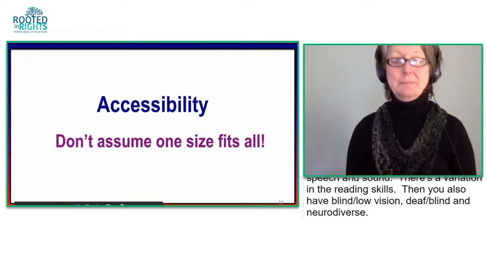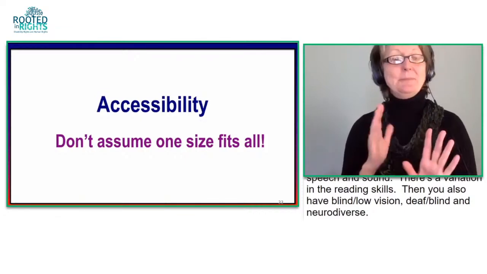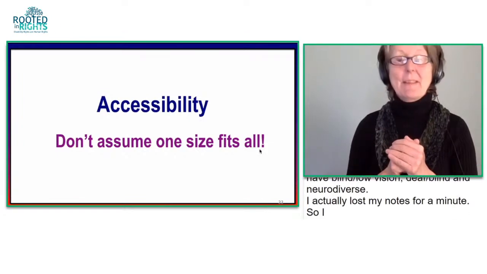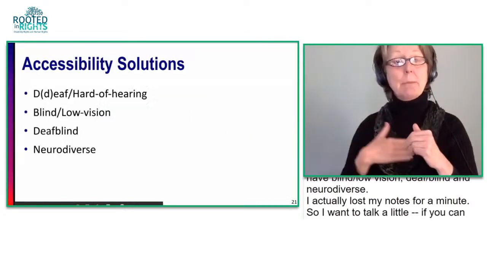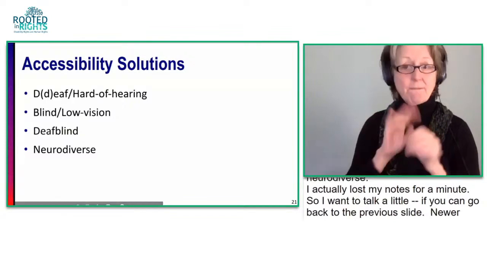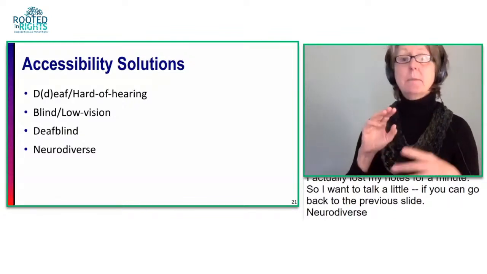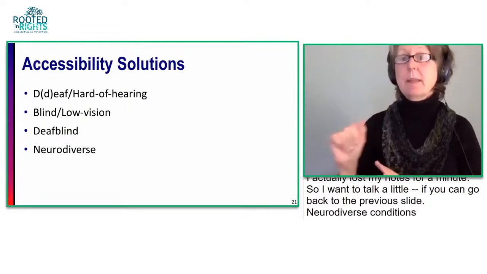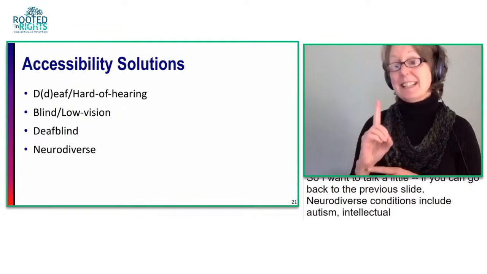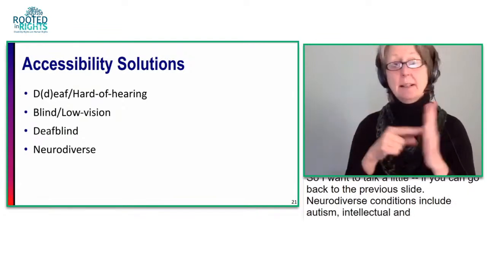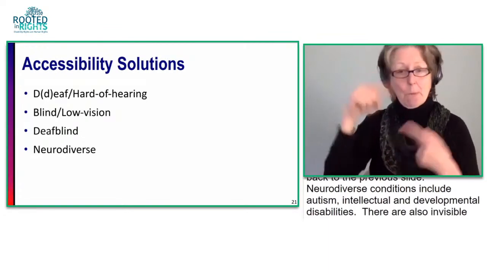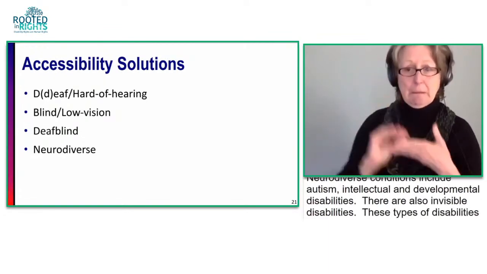I actually lost my notes for a minute. So I wanted to talk a little bit, if you could go back to the previous slide. The neurodiverse conditions encompass autism and intellectual and developmental disabilities. And they also include many invisible disabilities, such as post-traumatic stress disorder, learning disabilities such as dyslexia, traumatic brain injury, diminished mental abilities due to a health condition, and so on. Next, please.